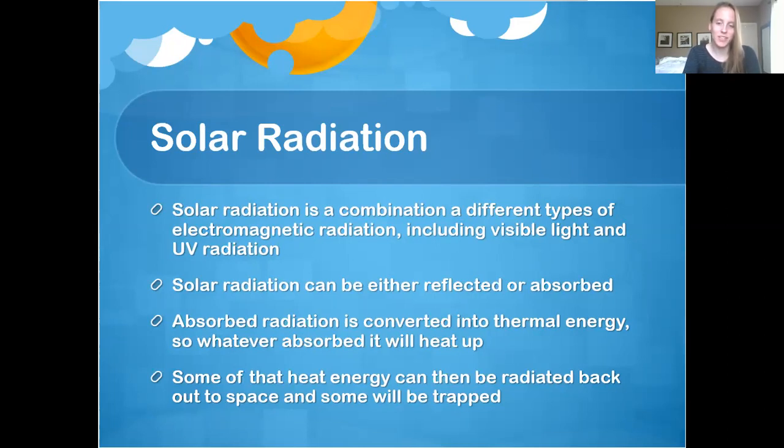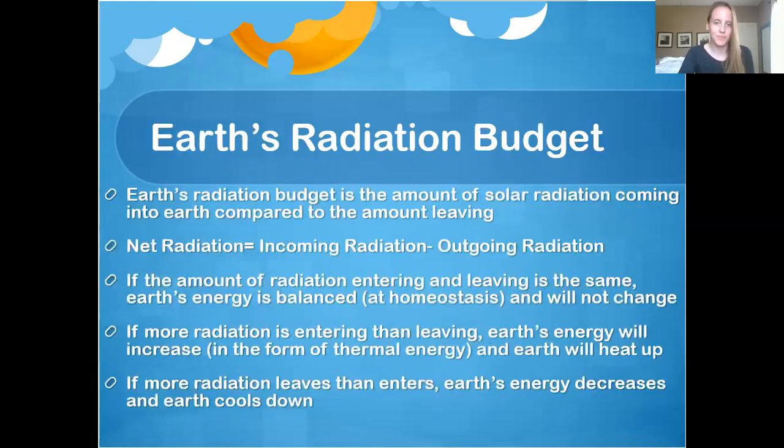Some of that heat energy can then be radiated back out into space, which is why if you're standing above black pavement in the middle of a parking lot, it'll feel much hotter than if you were, say, in a field. And some of that heat will be trapped and just remain in that object.